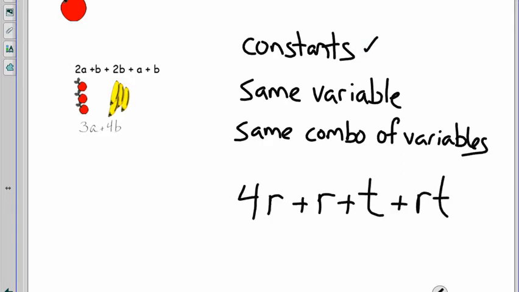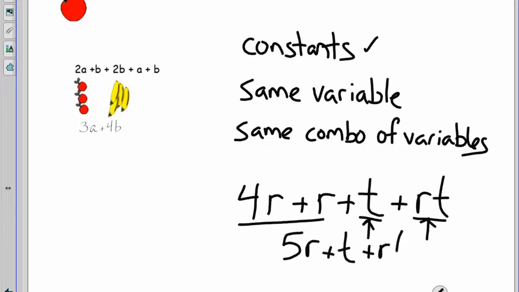Here's another expression. In this case, I don't have any constants. There's no numbers all by themselves as terms. Amongst those 1, 2, 3, 4 terms, I do have 2 with the variable r. So I can combine those. 4r plus 1r is 5r. And then I have a t, and then I have an rt. Those are not like terms because I don't have the same combination of variables. This one is just a t by itself, and this one is an r times a t. So I can't combine those, and so this is my simplified expression.